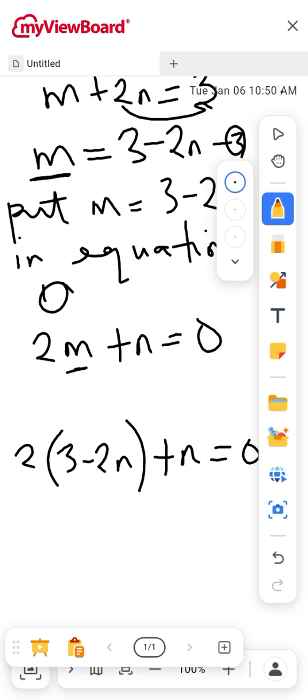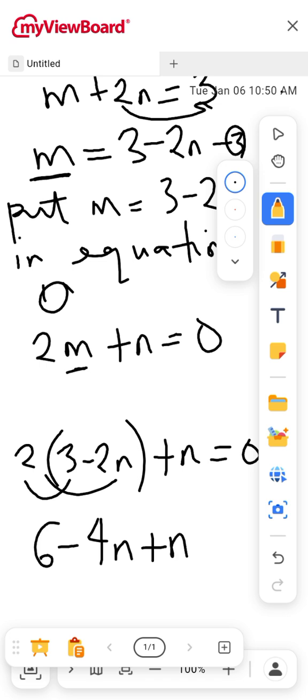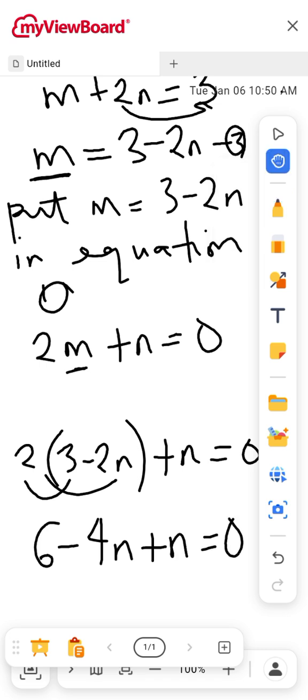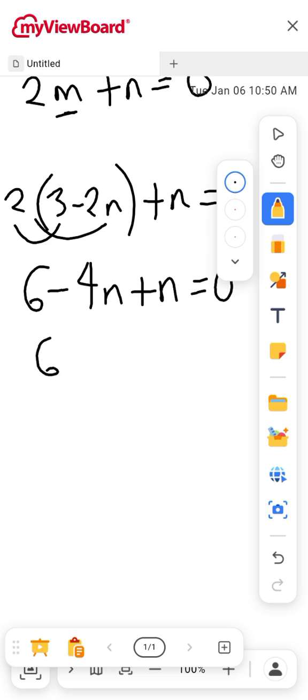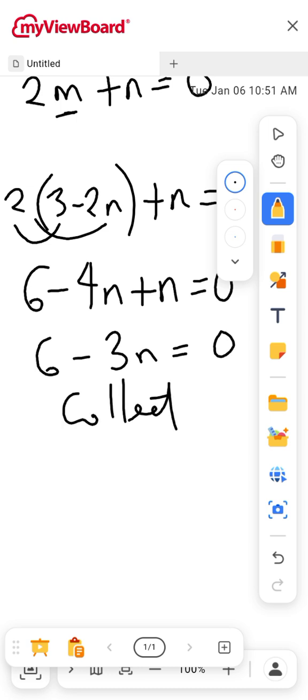So this is an algebraic equation, and there is a bracket. You open up the bracket. 2 multiplied by 3, I have 6. 2 multiplied by minus 2n, I have minus 4n. So 6 minus 4n plus n equals 0. Are we together? Okay, so we collect like terms. 6 minus 4n plus n, that's 6 minus 3n equals 0. Don't forget 0 and 6 are like terms.